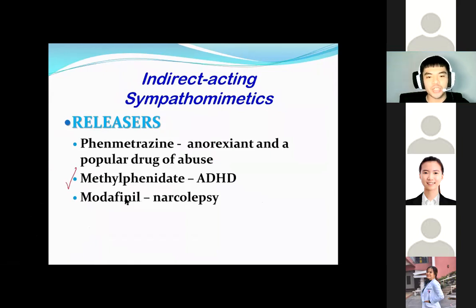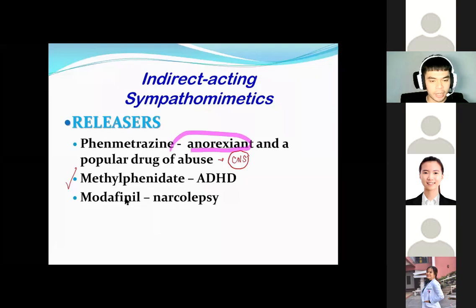For phenmetrazine, this is being used as an anorexant and therefore a popular drug of abuse. Popular drug of abuse siya because it targets the brain. Okay? It targets the brain. That's why it is habit forming. Okay? It is habit forming. So that's phenmetrazine. By the way, what does anorexia mean? Ano ibig sabihin ng anorexia? Anorexia is a drug that affects appetite. Okay? It can alter the appetite of a person. It's either suppressant or stimulant. What do you think?